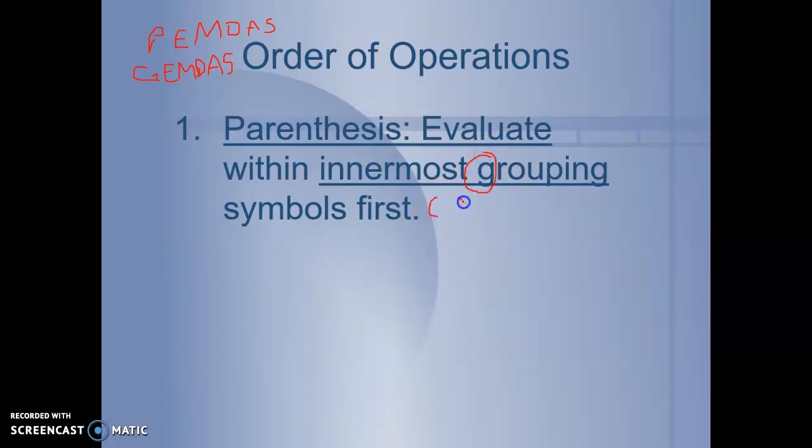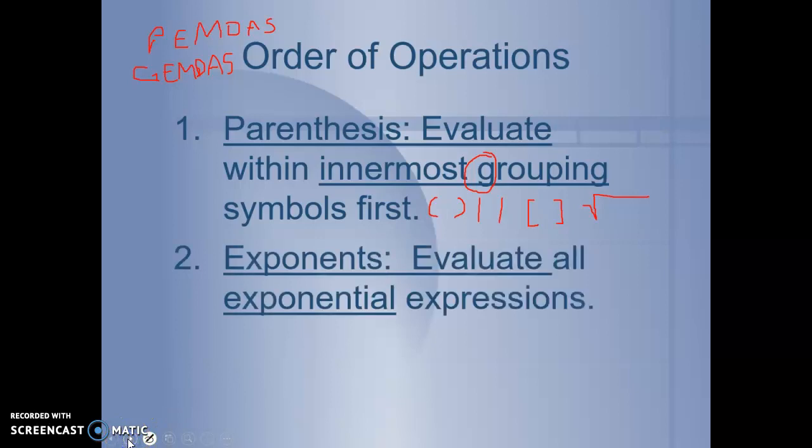Yes, there are parentheses, but we've also been working with absolute value, and we've been seeing these absolute value bars. That's a grouping symbol. Sometimes we see brackets. That's a grouping symbol. And sometimes we have this square root symbol, which can also act as a grouping symbol. So anything inside the grouping symbol needs to be done first. Then we're going to look at exponents, which is what we learned about in last lesson, and we'll evaluate all exponential expressions.